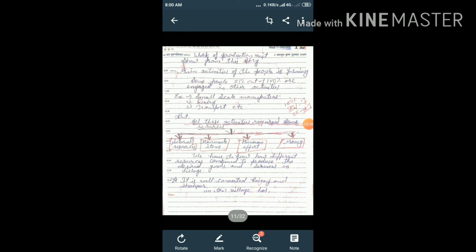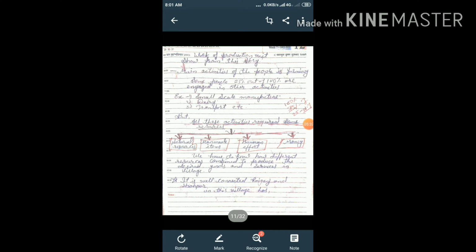Out of them, first is the natural resources. Everyone knows what natural resources are, for example, land, water, these things. And second is the man-made items, for example, machineries, tractors, these things. And third is human effort.